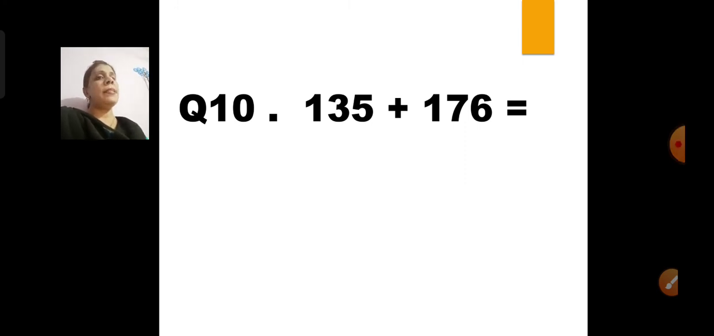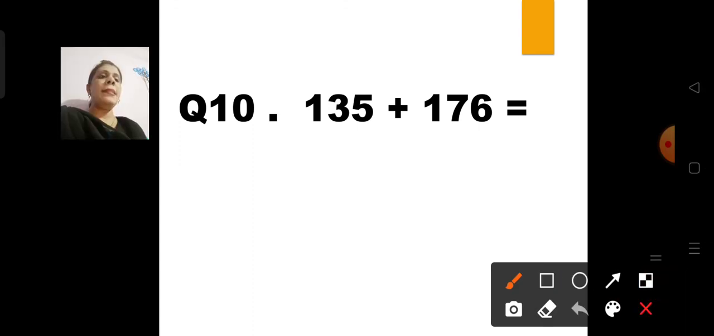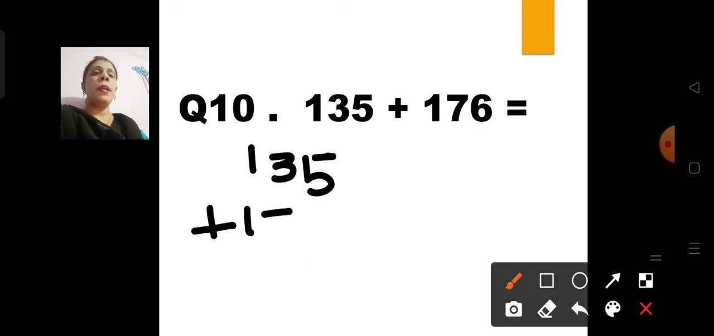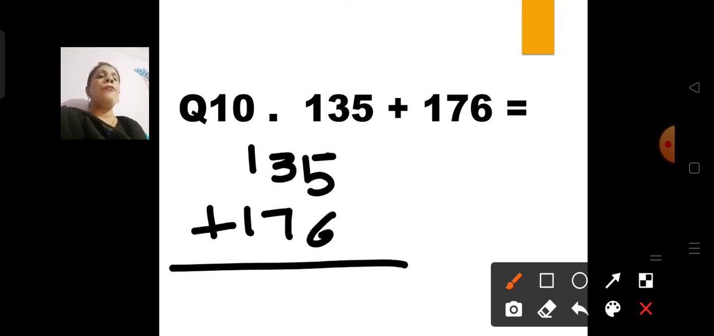135 plus 176. Let us add and see. Now 5 plus 6. After 5: 6, 7, 8, 9, 10 and 11. So for 11 I will write 1 here and carry over 1 to the 3, that is in the tens place. 3 plus 1 will be 4. To that 4 I will add 7 more. So after 4: 5, 6, 7, 8, 9, 10, 11. So again my answer is 11.